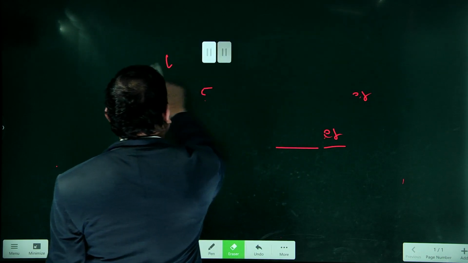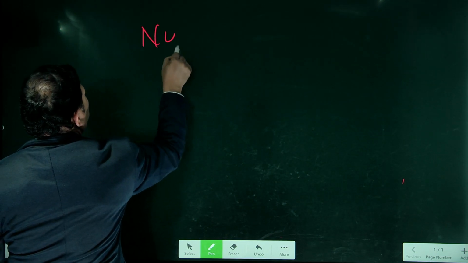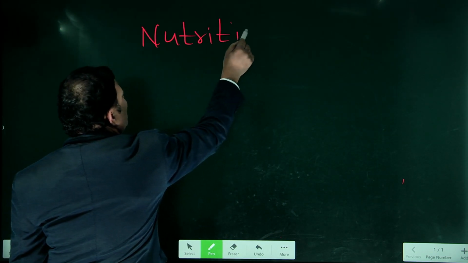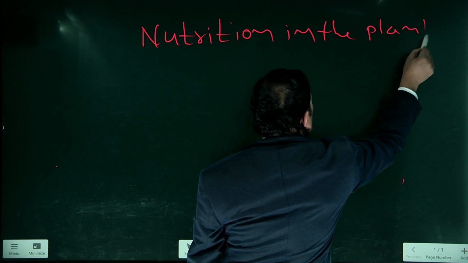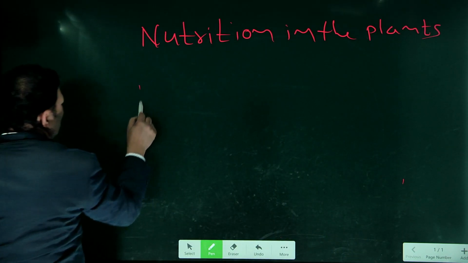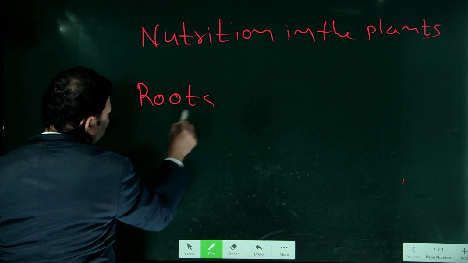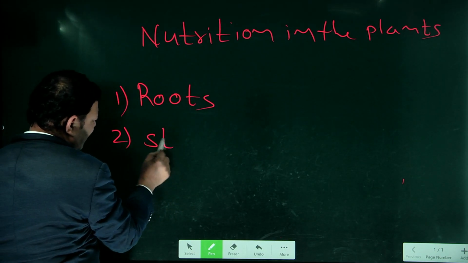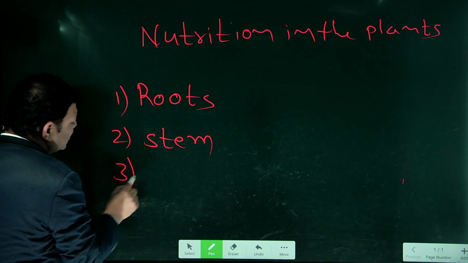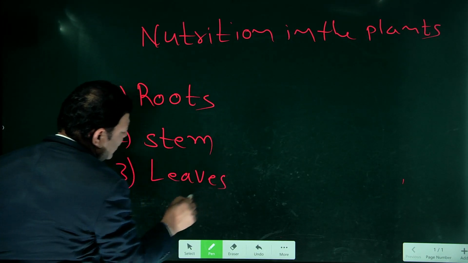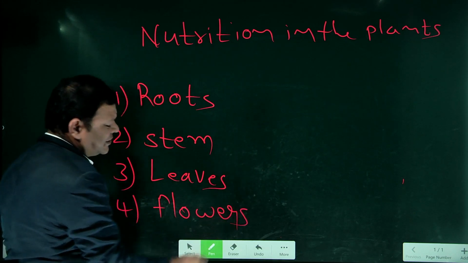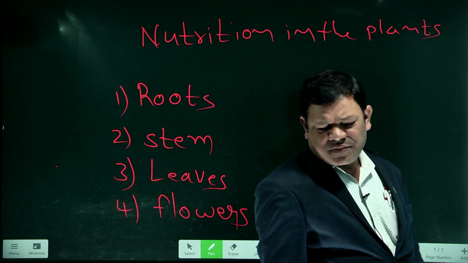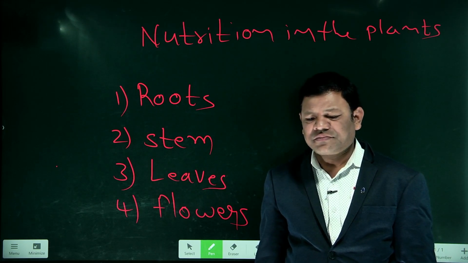Nutrition in the plants. Do you know nutrition in the plants? What are the parts of the plant? Roots are the parts. Second one is the stem. Third one is the leaves. Fourth one is the phloem. These are the parts we can see in the plants. Yes or no? Yes, sir.